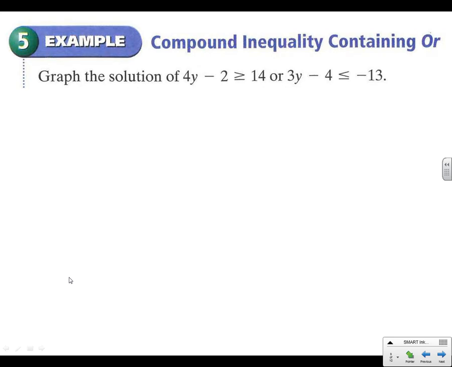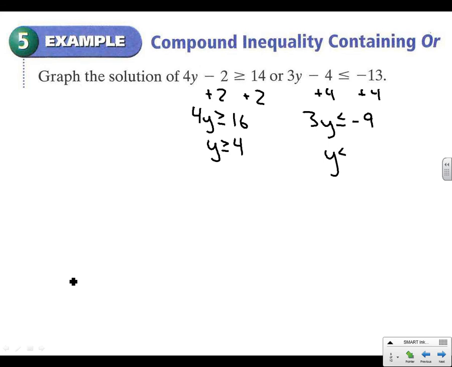All right, let's try the or one. So same thing, I'm going to solve these. Add 2, 4y is greater than or equal to 16, so y is greater than or equal to 4. Add 4, 3y is less than or equal to -9, so y is less than or equal to -3. This is an or. So we're going to get ourselves a number line. 4, closed circle here, and -3, which is to the left, closed circle on this one.